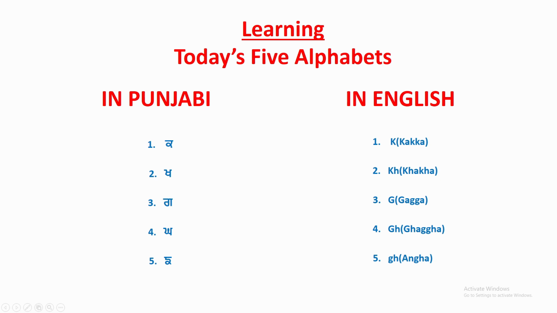Our next 5 alphabets of Gurmukhi are shown on the screen. I also speak that the 6th letter is kakka, 7th letter is khakha, 8th letter is gagga, 9th letter is ghagga and 10th letter is ngainga. Now we learn it briefly one by one.